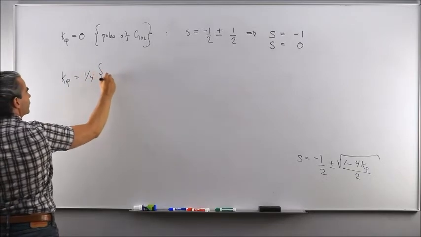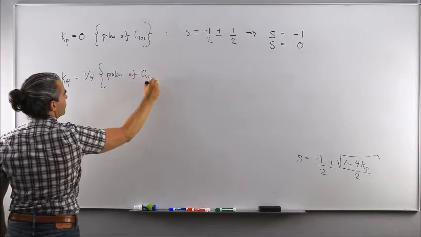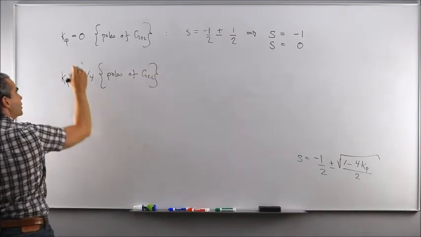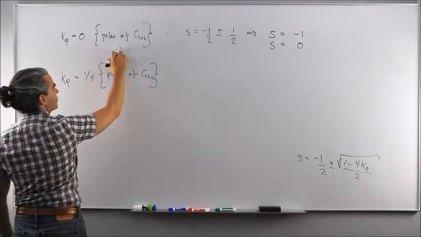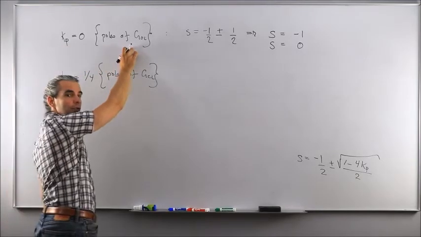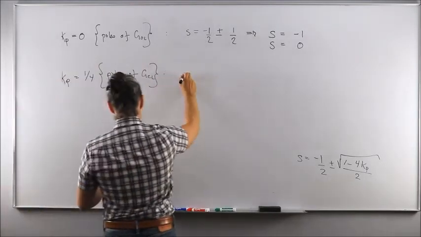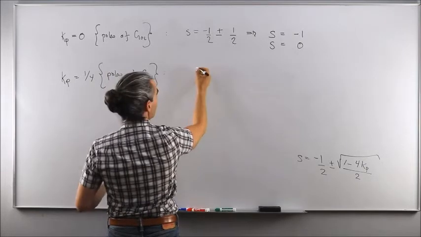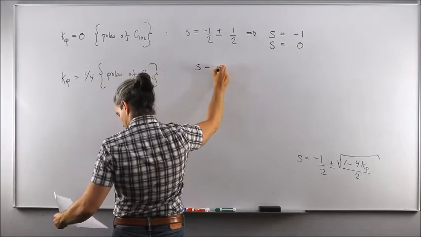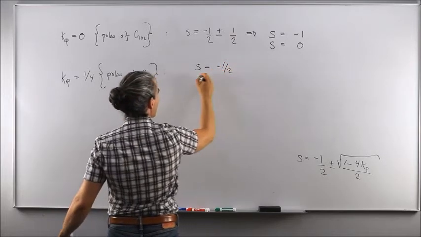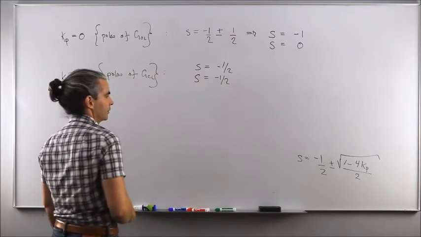And now we're talking about the poles of the closed loop transfer function. Because as soon as Kp gets larger than 0, the poles are no longer representative of the open loop transfer function, but rather the closed loop transfer function. Where we get two poles at minus 1/2. So repeated poles at this specific location.